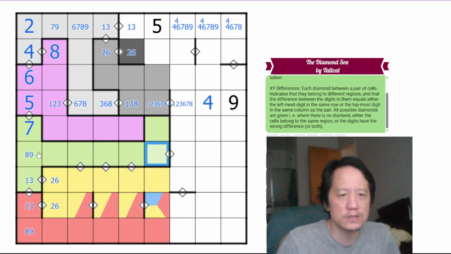Let's see. What other differences do we have? None of these can be 7, so we know 7 is one of those 3 there. 4 cannot be here because this is 4.